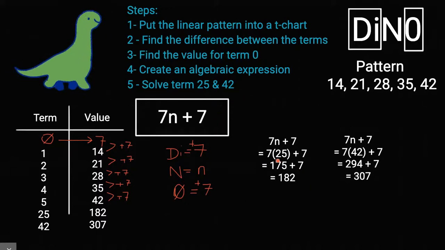To solve for term 25, all you would have done is pop in the number 25 instead of your variable to give you the number 182, which means that when your term is 25, your value should be 182. And then when your term is 42, again, you're just popping that into your expression, turning it into an equation, and your value should be 307. So when your term is 42, your value is 307.